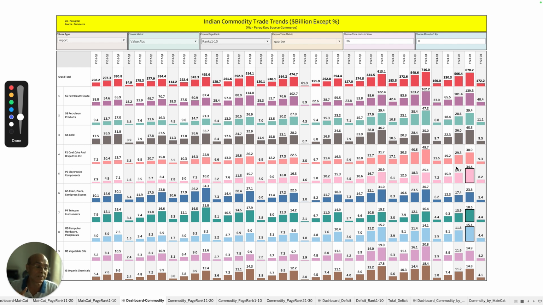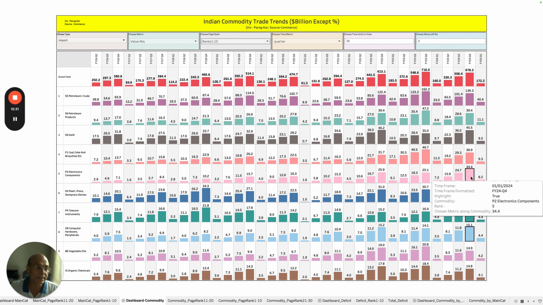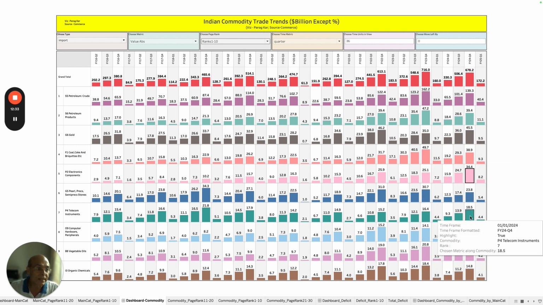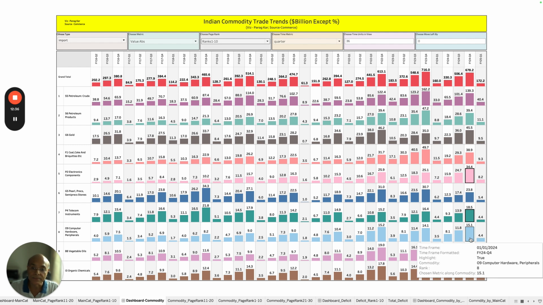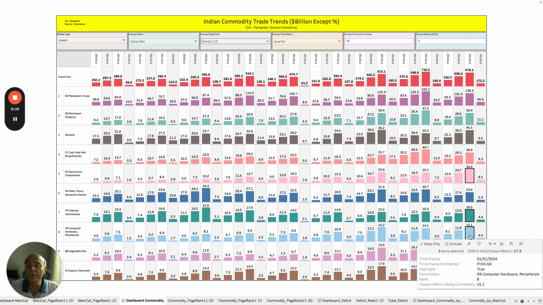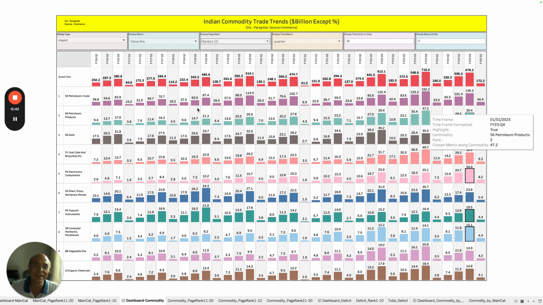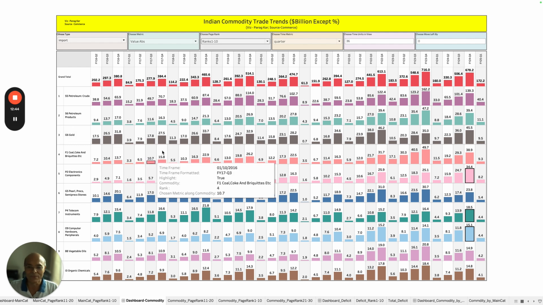Now, electronic components: the total imports that we have done in FY24 is $34.4 billion, which is almost equal to that of petroleum products. Now, telecom instruments, if you see this, it is $18.5 billion. And then computer hardware and peripherals, $15.5 billion. Now, if you add all these three together, let's do an addition here, then you will see where we stand as far as our electronic imports are concerned. You see $67.9 billion. So it is more than petroleum products. It's a matter of great concern.